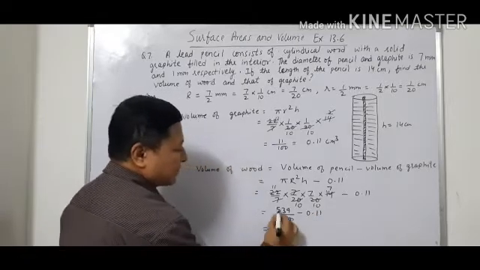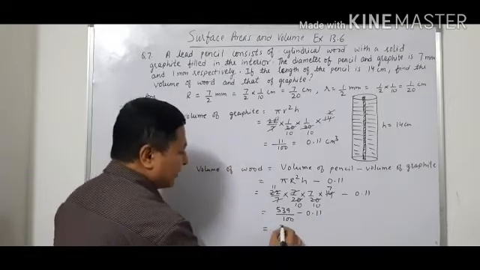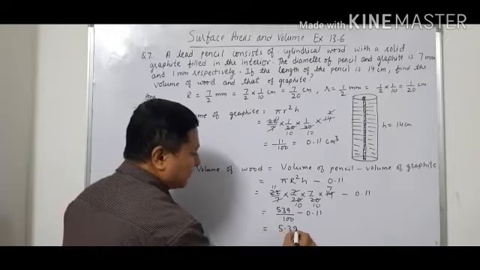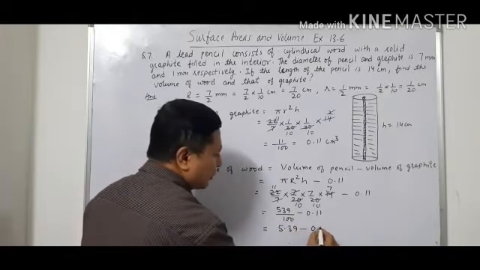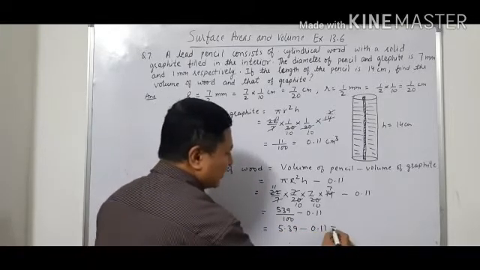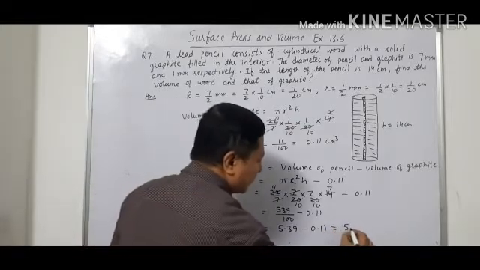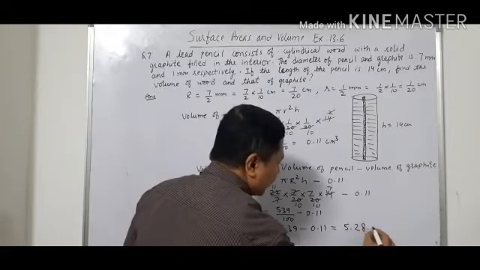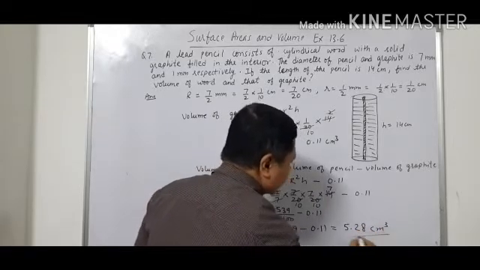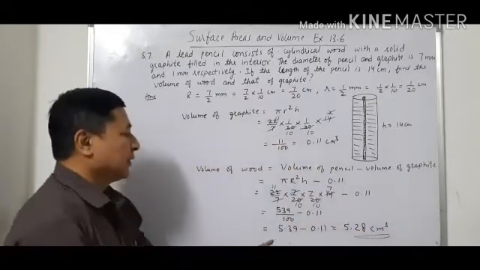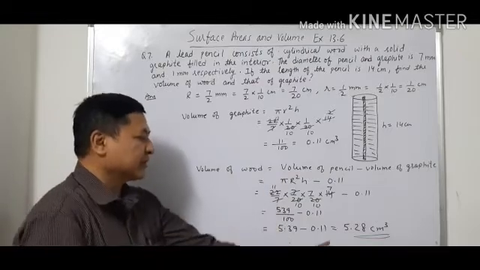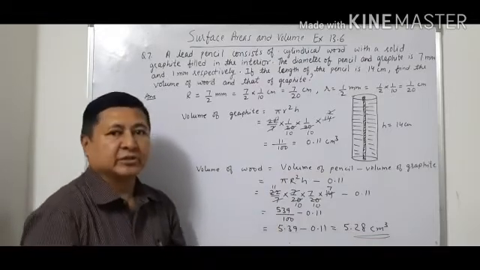So let us solve this. 539 upon 100 will make it 5.39 minus 0.11. So 5.39 minus 0.11 will be equal to 5.28 centimeter cube. So the volume of wood in the pencil is 5.28 centimeter cube.